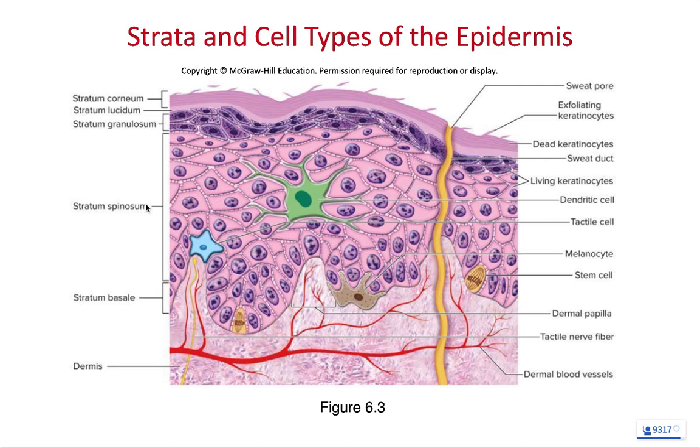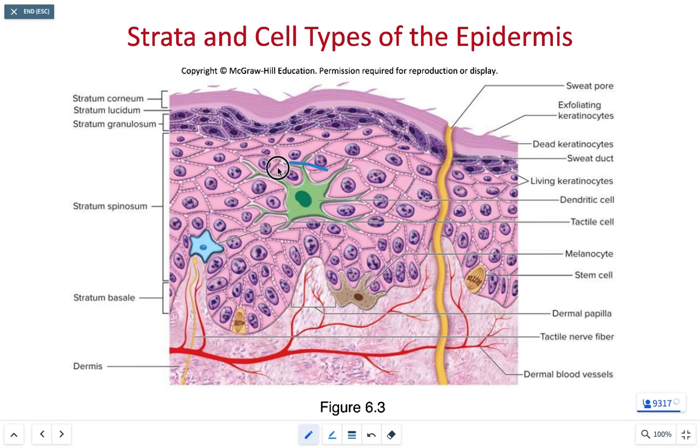So here are those cell types we were talking about. In green, we have the dendritic cell. We also are going to have a tactile cell in blue. In brown, we have the melanocyte. And then making up most of the cells of the epidermis on the screen, we're going to have those keratinocytes, the cells that make and fill themselves with keratin.